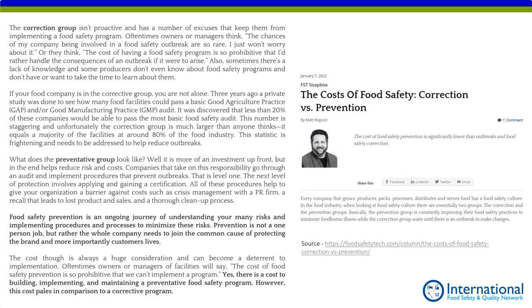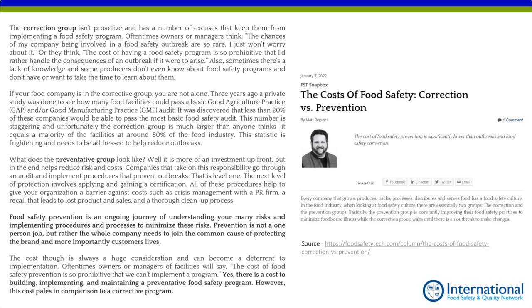But again, he's mentioning something very important. The cost, though, is always a huge consideration and can become a deterrent to implementation. Oftentimes, owners or managers of a facility will say the cost of food safety prevention is so prohibitive that we can't implement the program. Yes, there is a cost to building, implementing, and maintaining a preventive food safety program. However, this cost pales in comparison to a corrective program.